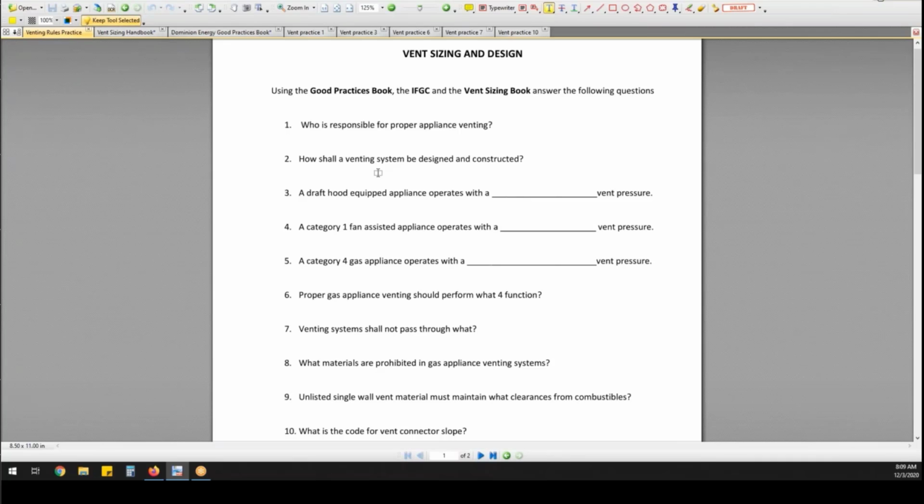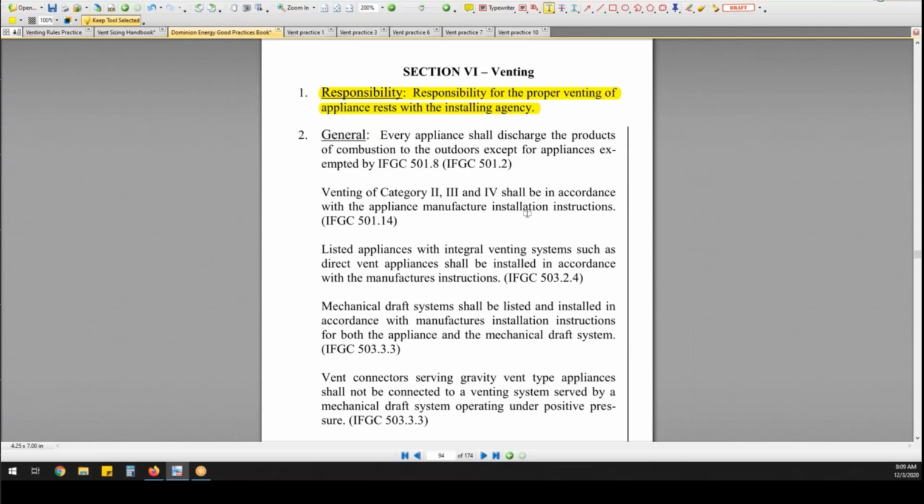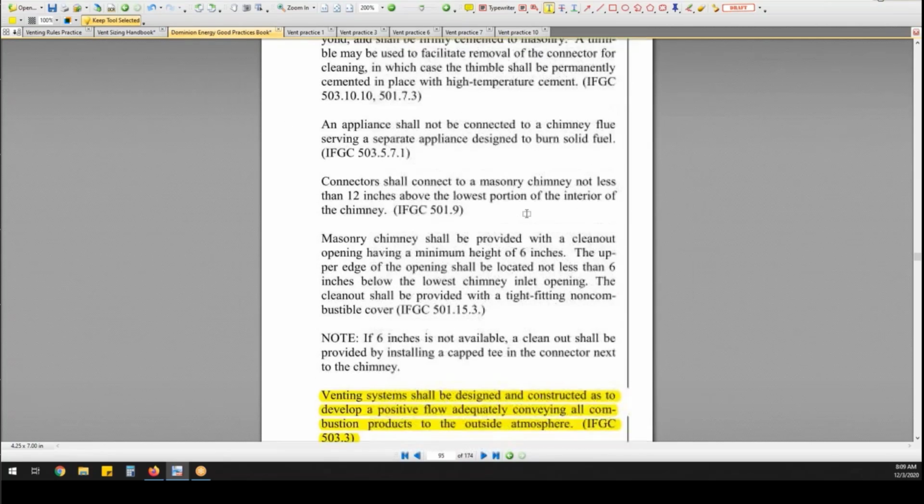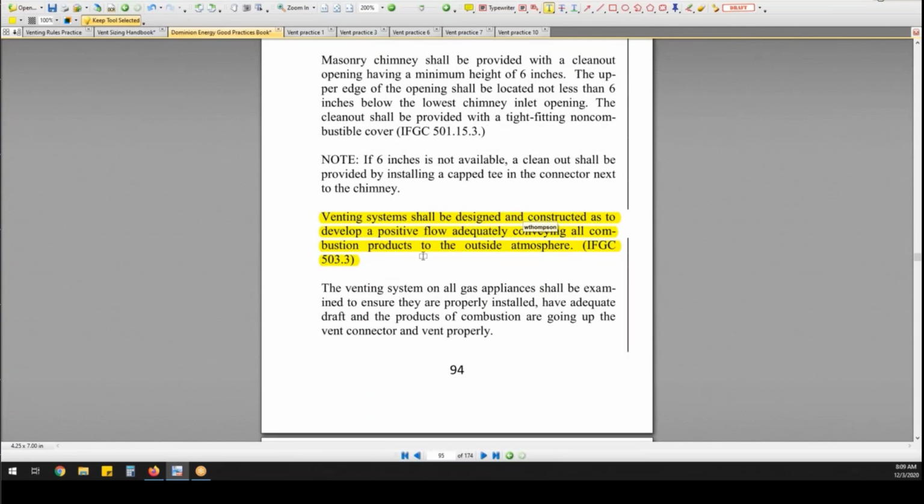How shall a venting system be designed and constructed? As to develop a positive flow adequately conveying all combustion products to the outside atmosphere. On page 94. Page 94, right there. It's also in your IFGC 503.3. Okay, so those are two resources where you can find that information.